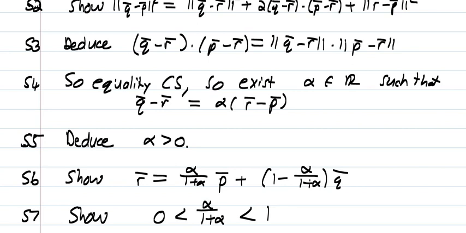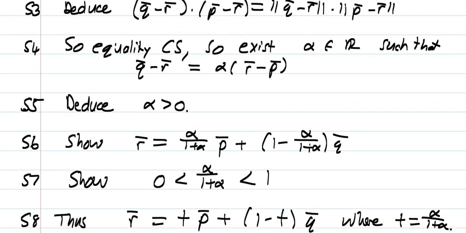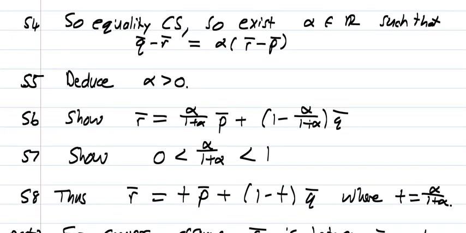All right, and then in step 7, I want you to show mathematically why this alpha over 1 plus alpha, this expression, is between 0 and 1. So think about that, if you can do that. And thus, we have obtained that R is equal to TP plus 1 minus T times Q, where T is alpha over 1 plus alpha. And this T is between 0 and 1. And so therefore, by definition, R is between vectors P and Q. All right, so that's only part 1.